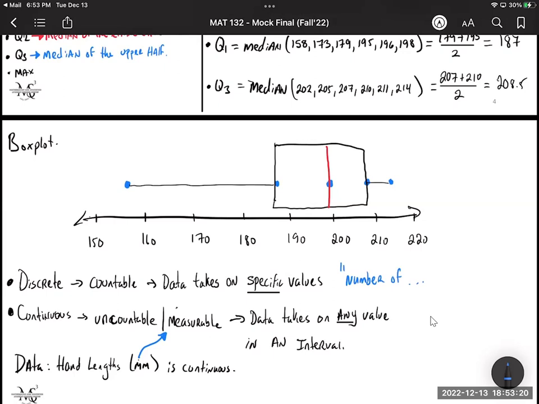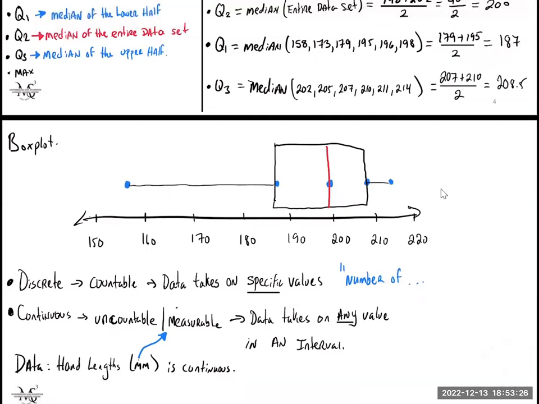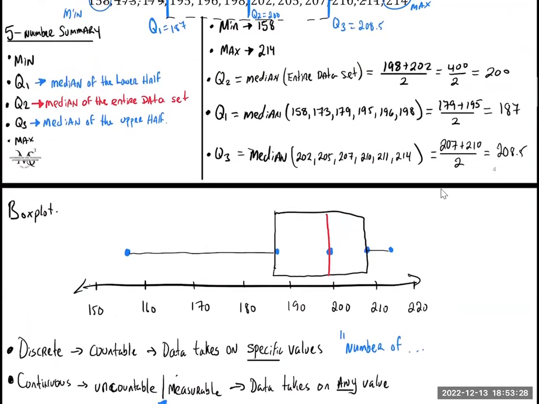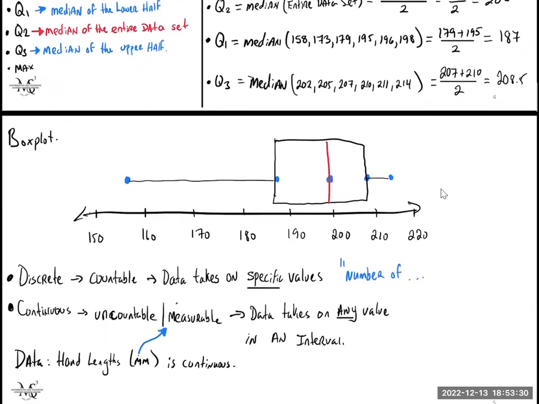Any questions? We're all good on the 5-number summary and the second part to this problem?